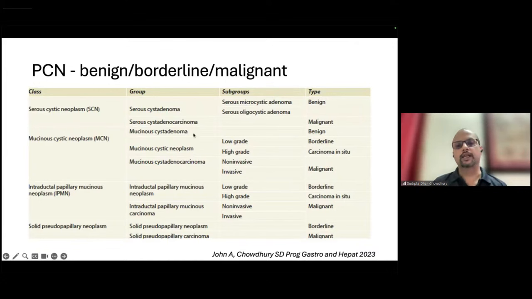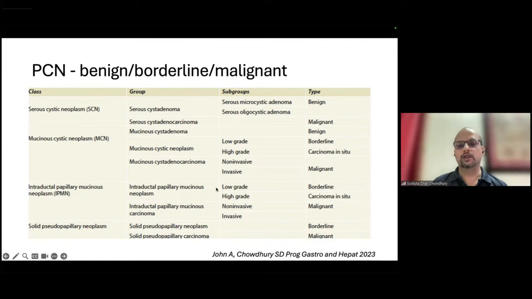Mucinous cystic neoplasms are again divided into 3 grades: mucinous cystadenoma, mucinous cystic neoplasm, and cystadenocarcinoma. And the MCN primarily is the one which is classified into low-grade dysplasia and high-grade dysplasia. These are classified as borderline lesions and may be considered for surveillance or surgery depending on the clinical context. Mucinous cystadenocarcinoma should be considered for surgery if the patient is stable.